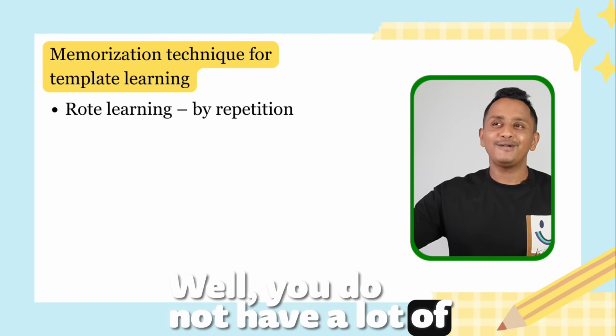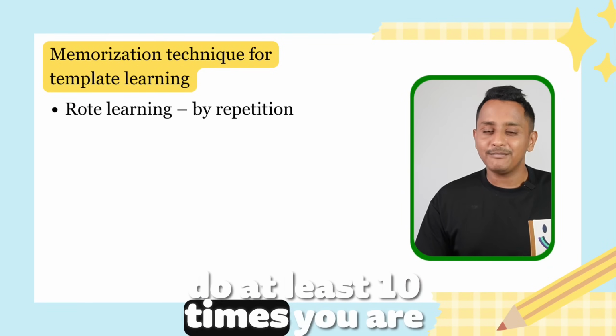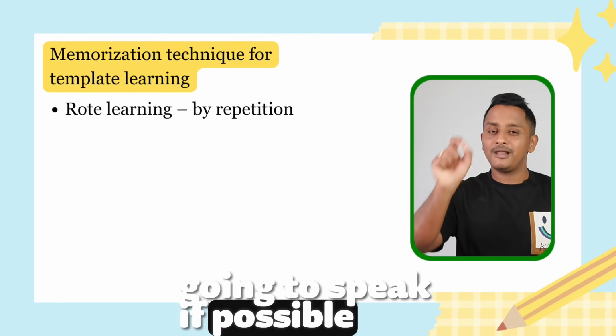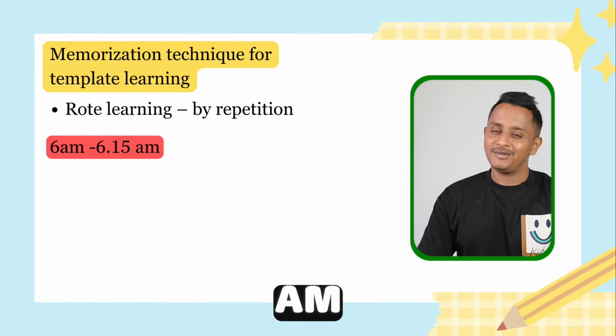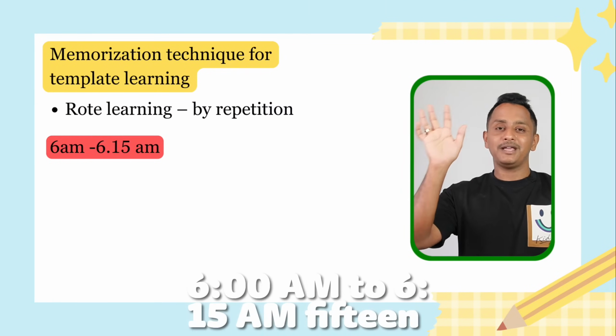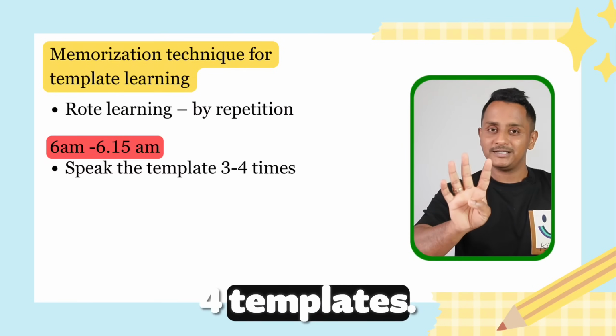Well, you don't have a lot of time, so what you're going to do is speak them at least 10 times. If possible, write as well if you get time. So this is the schedule: 6 a.m., if you're waking up at 6 a.m., 6 a.m. to 6:15 a.m., 15 minutes, 4 templates.